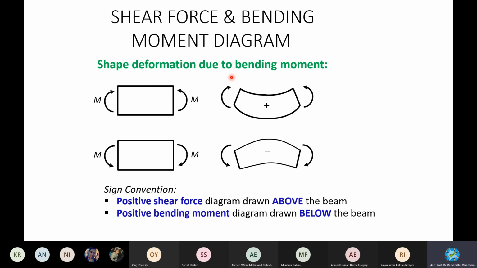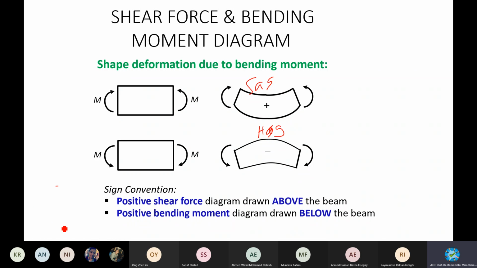Similarly, moments. A couple applied, if that is causing a sagging, this is sagging. I think the meaning is not written here. Sagging, sagging, sagging. This is hogging, right? I will correct it later.